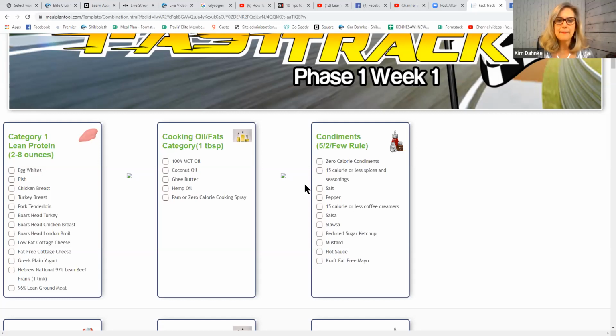If you are not a meat eater, then you can go to the food library, click on lean protein, and you can filter that out for vegetarian or vegan if you don't like those selections, okay?